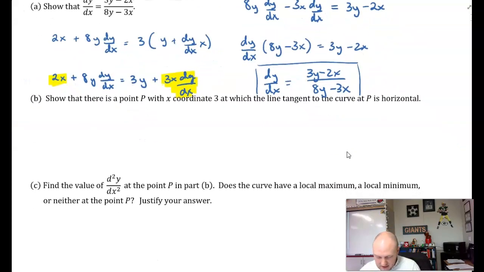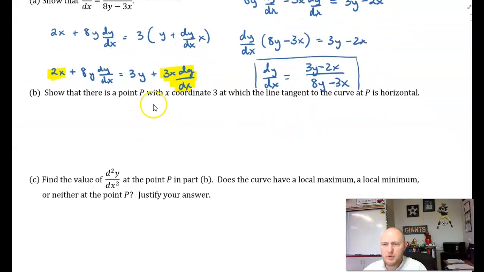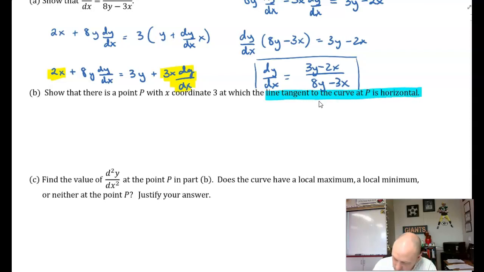Okay, part B, they say, show that there is a point P with x coordinate 3 at which the line tangent to the curve at P is horizontal. Now, when they say that it is a horizontal tangent line, what they're telling you is that the slope is 0. And furthermore, I'll just say that dy/dx is equal to 0.